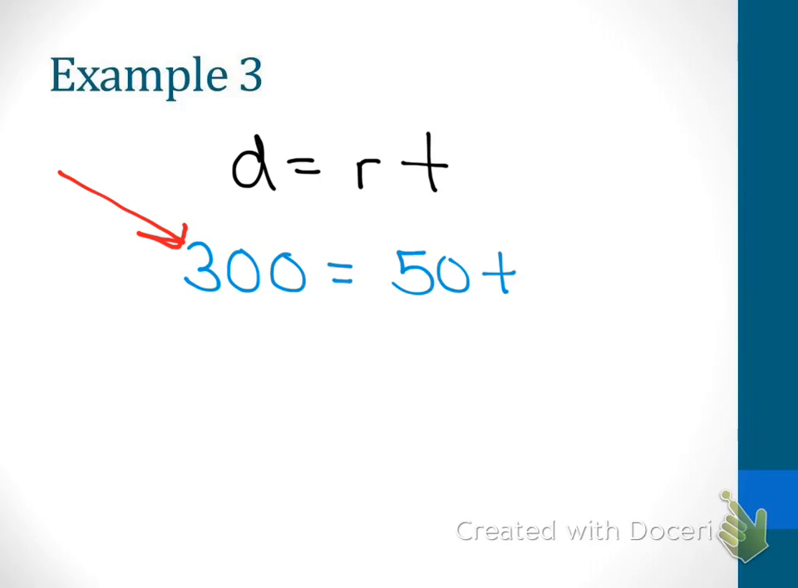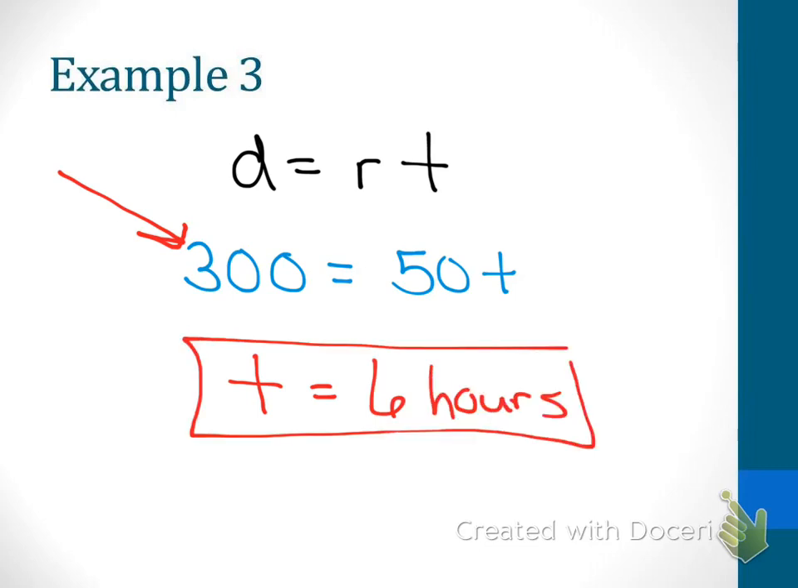Now, from this point, you're going to use mental math to solve, 50 times what number equals 300? Now, you might not know that right off the bat, or the answer's not right in front of you in the book. So, what operation is in this equation? It's multiplication, right? 50 times T. So what's the opposite of multiplication? Division. So divide the two numbers that you know. What's 300 divided by 50? 6. So T equals 6 hours.